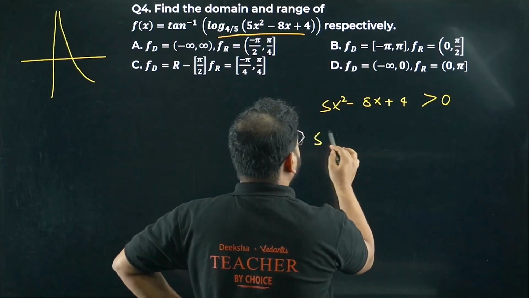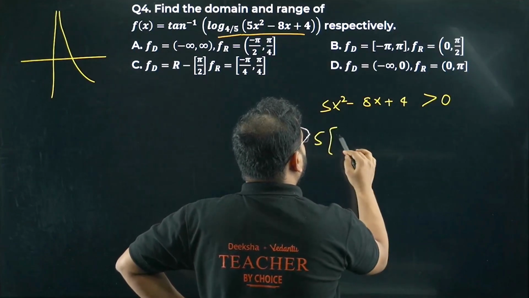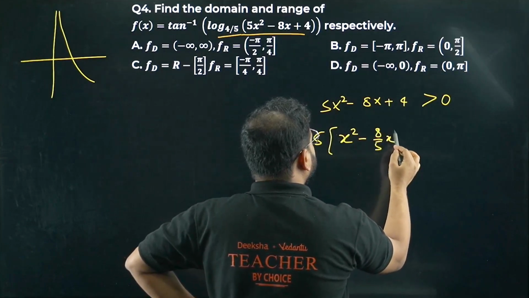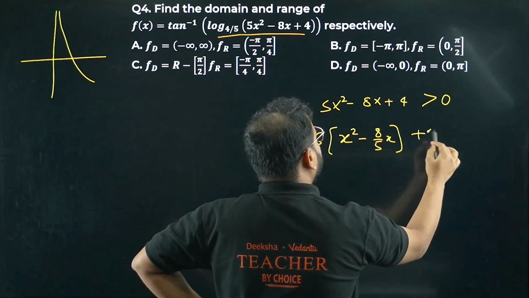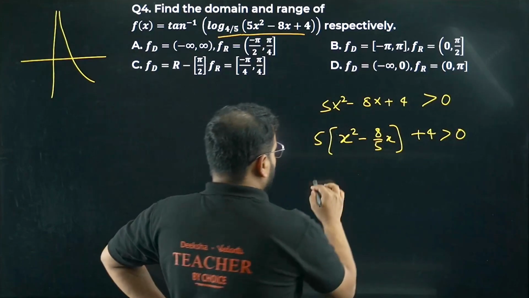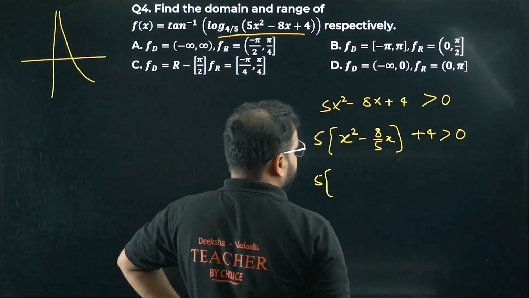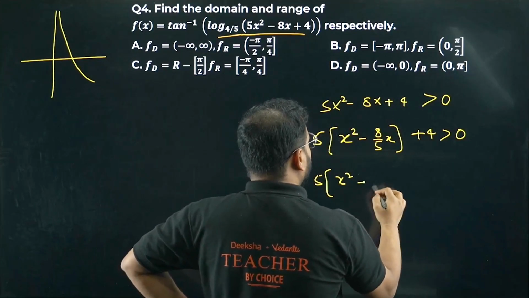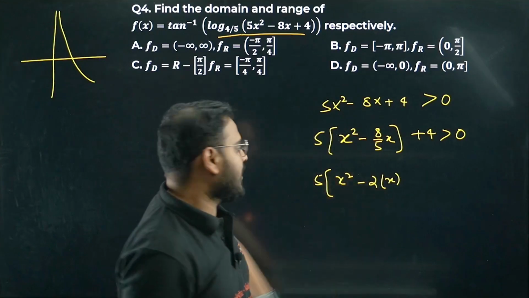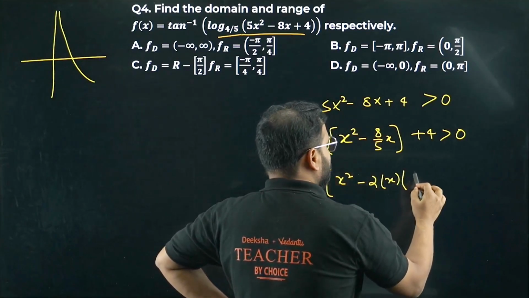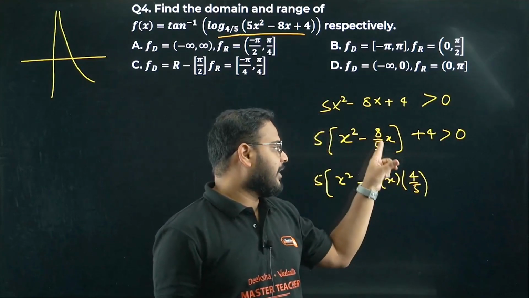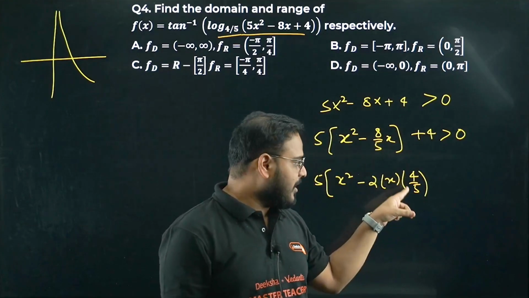Take 5 common over here. What I get is x square minus 8 by 5x, and keep 4 outside. So x square is already there, minus 2 times x, that is 2a, a square minus 2a. What should be the b? It should be just simply 4 by 5, no? Check this out: 4 into 2 into x, 8x by 5. So basically my b value is 4 by 5.